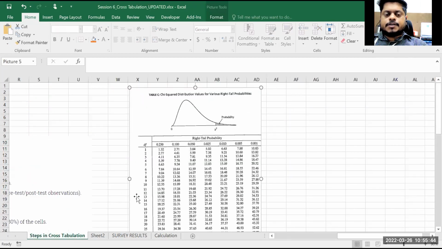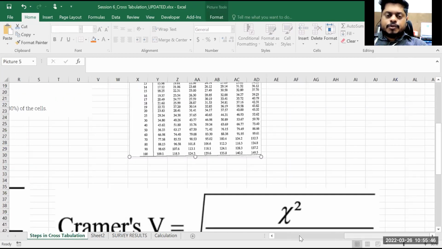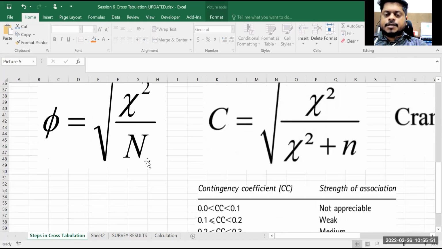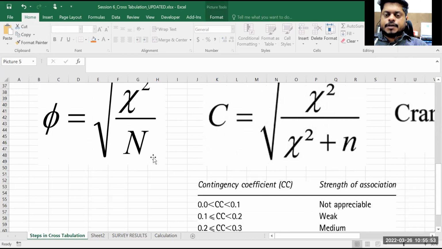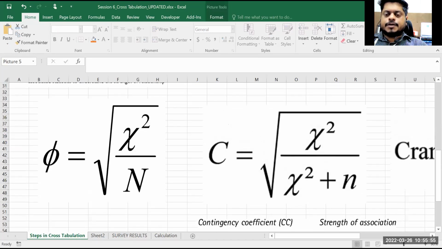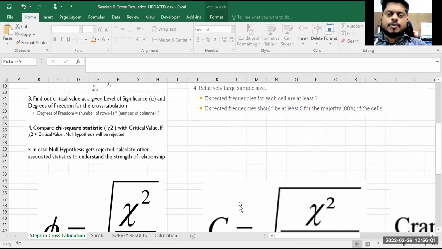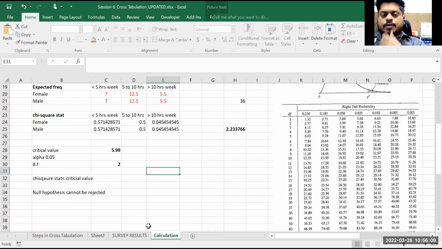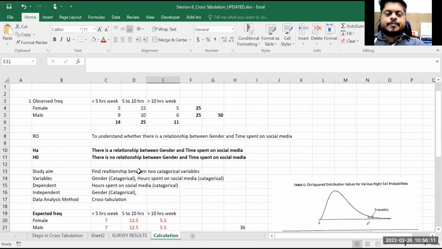Then obviously, in case your null hypothesis gets rejected, there are some additional statistics we have to calculate: contingency coefficient, Cramer's V, phi coefficient. These are the three statistics we have to calculate. In the slide I have mentioned where to use what. Any of that we'll discuss in the next class. But at least this calculation part you should be clear on, right?